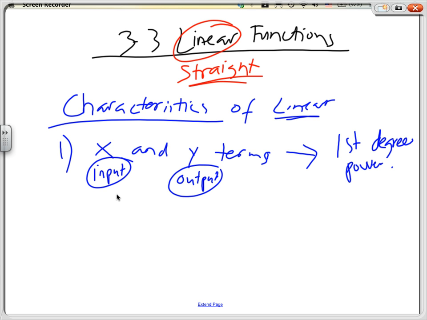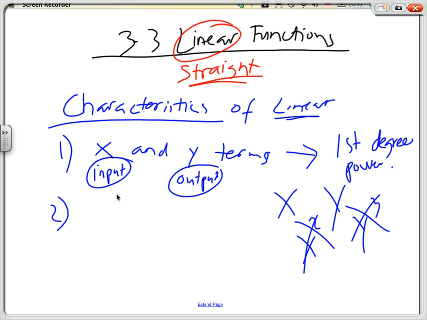Now, what does it mean to say first degree power? It means this: if I write an x, it's just going to be an x. If I write a y, it's just going to be a y. It's not going to be x squared or y cubed, because that is not first degree; this is second degree, and that is third degree. So you will just see x and y. That's it. There's no second power, third power, fourth power. No squaring, no cubing, or anything like that. Just x or y, or x and y together. So that's the first characteristic that you should know about.